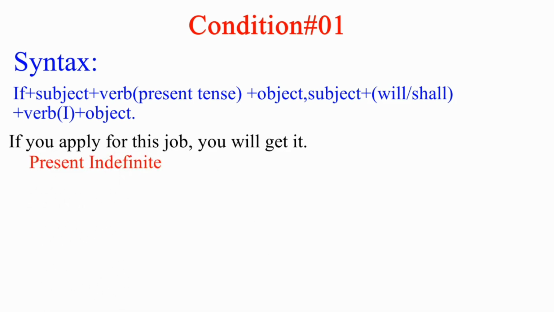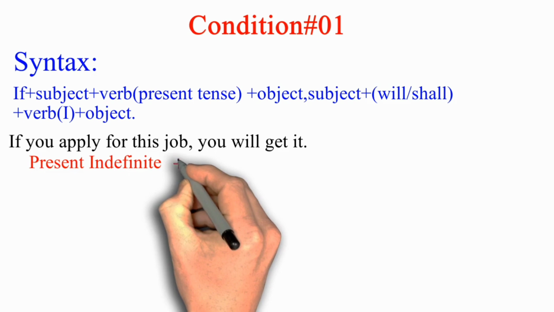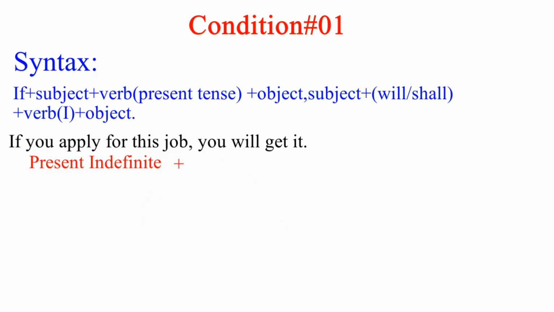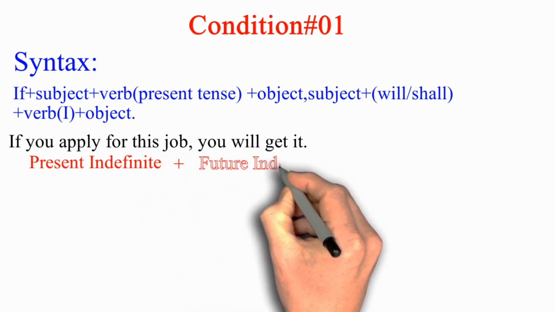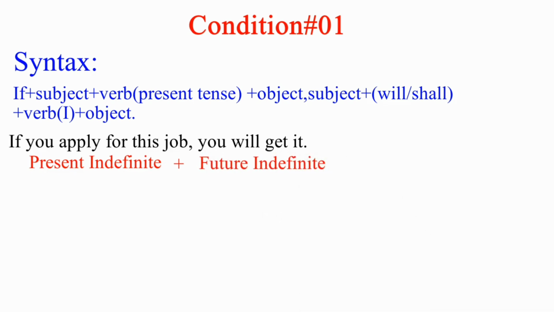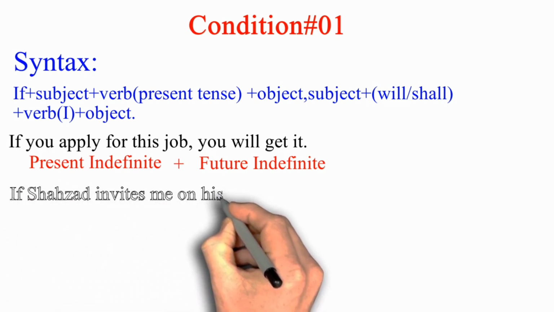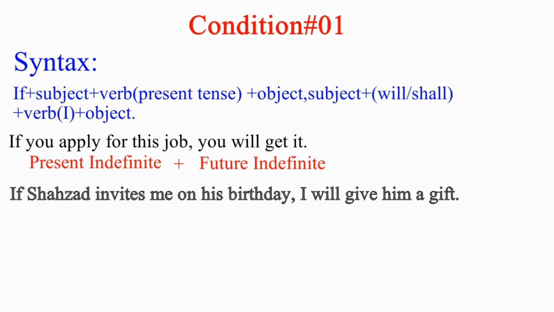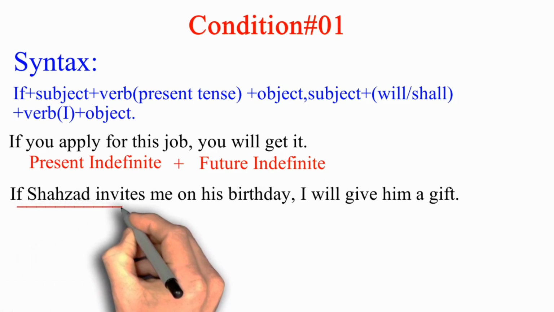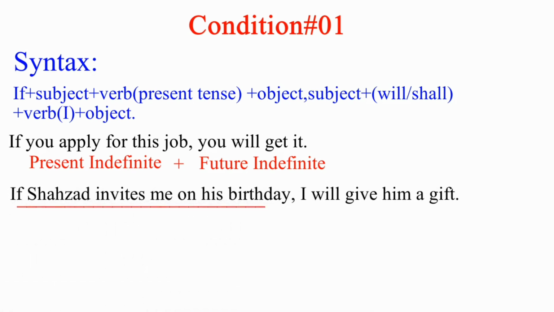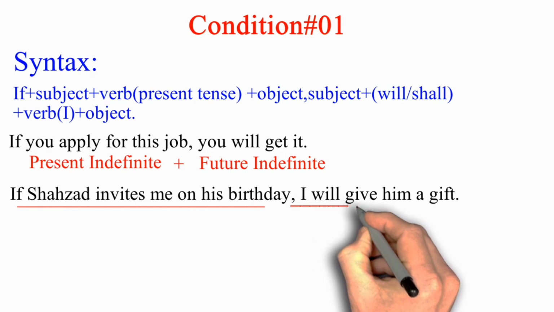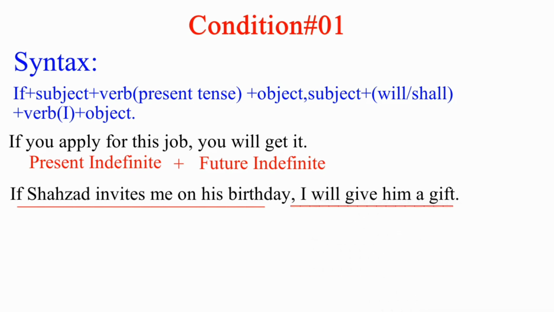Now you can see the if clause of this sentence is in present indefinite tense, whereas the main clause is in future, because the main clause is not a general truth. If it had been a general truth, it would be in present indefinite. That would be a zero condition. But in condition number one, if clause is in present and main clause is in future.